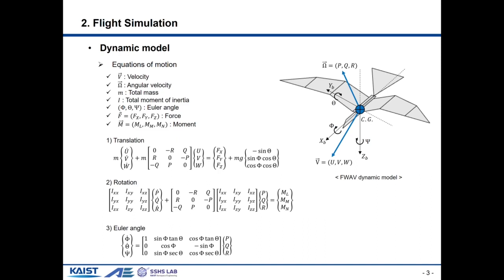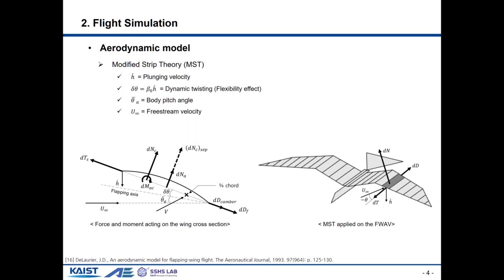The equations of motion are 6 DOF nonlinear equations for translational and rotational motions. The aerodynamic model is modified strip theory. This model considers the wake and the flow separation effects caused by flapping wing. In simulation, the aerodynamic forces are generated by this model.